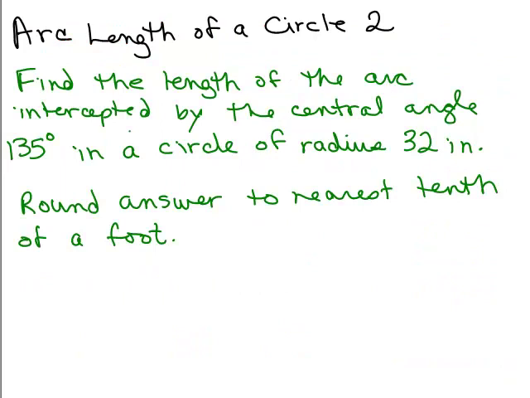This is our second example, finding the arc length of a circle. So we're going to do this problem. Find the length of the arc intercepted by the central angle 135 degrees in a circle of radius 32 inches. And then we want to round our answer to the nearest tenth of a foot.